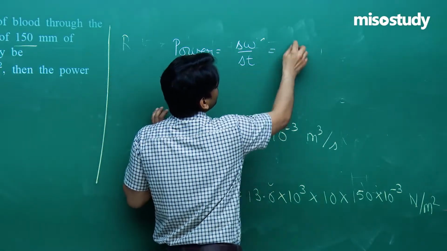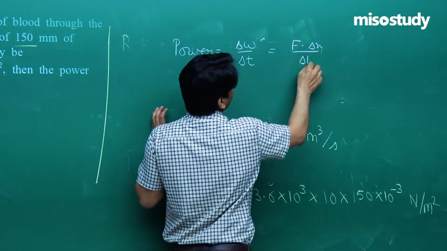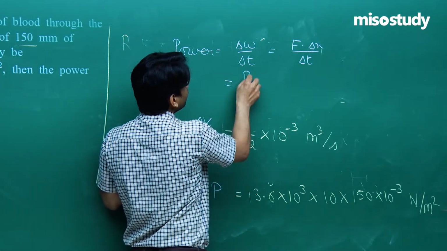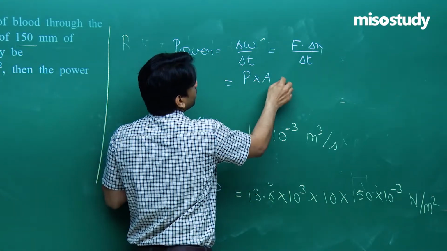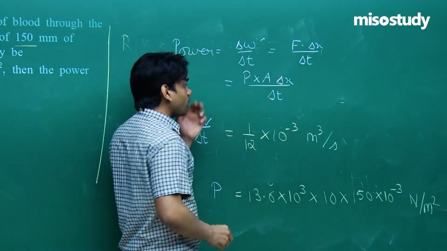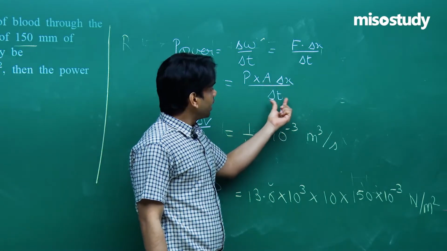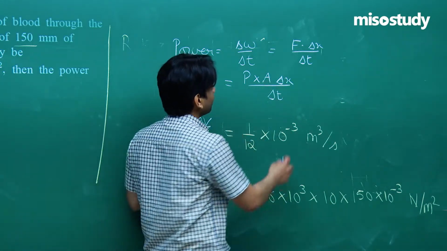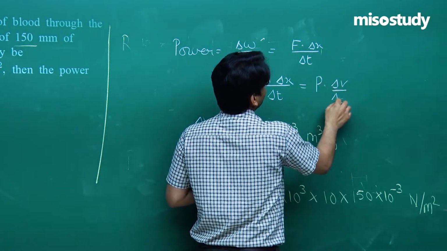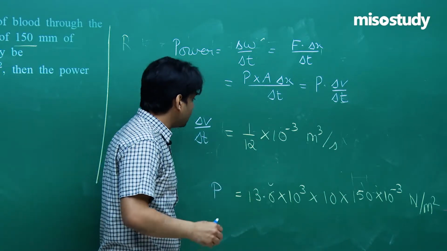We can write work done as F delta X by delta T, not a problem. Now F is pressure into area, into delta X divided by delta T. Try to understand as per the given question: A into delta X will be the volume divided by time, which is delta V by delta T. So pressure into delta V by delta T will be the power of the heart.